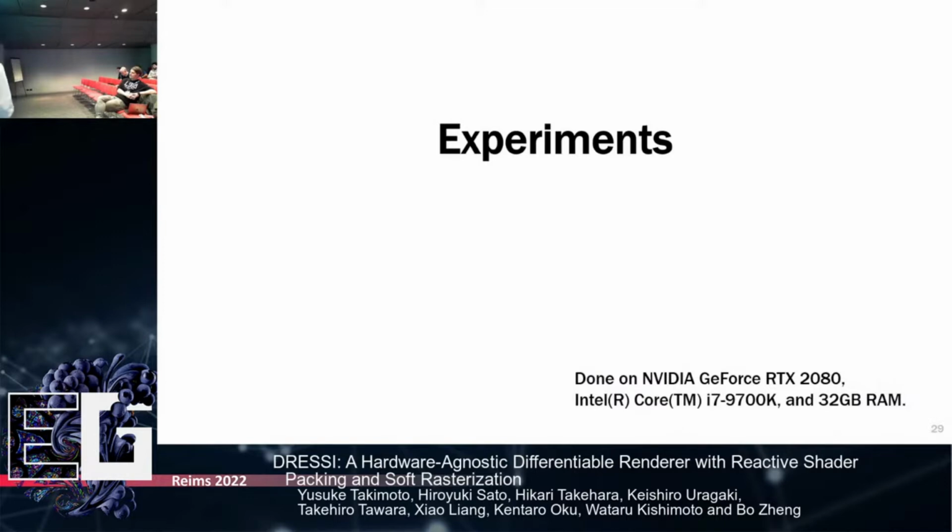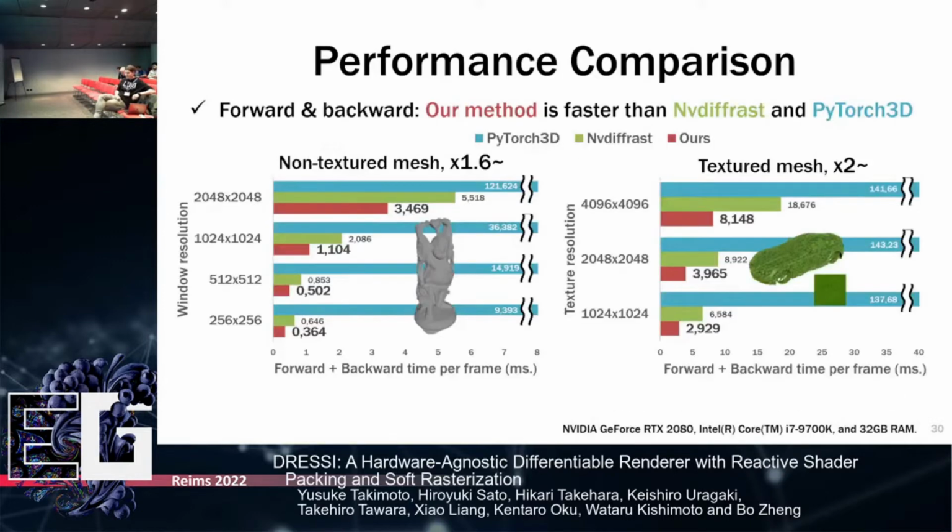Then we perform experiments to compare our method with existing methods. The first experiment is a performance comparison. We compare the forward and backward time spent per iteration. We compared against nvdiffrast and PyTorch3D. The first setting is a non-textured mesh, where we change the window resolution from 256 to 2K. Our method is at least 1.6 times faster than the existing methods.